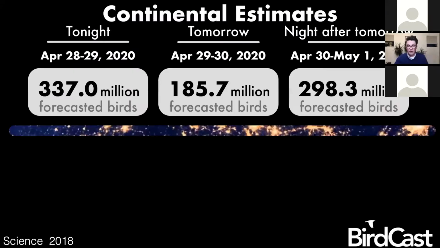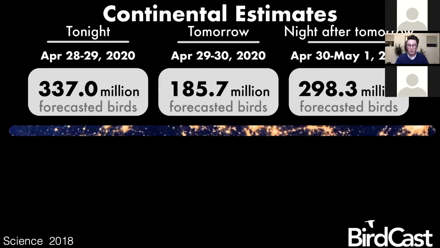So we've now put this into place. I'm just going to show you some examples of what it looks like from peak time of migration, what we're all getting excited about, and then I'll show you where we're currently at. So we have all of these data products now running all the time during spring and fall migration. So this is a forecast for April 28th to 29th, April 29th to 30th, and so on and so forth.